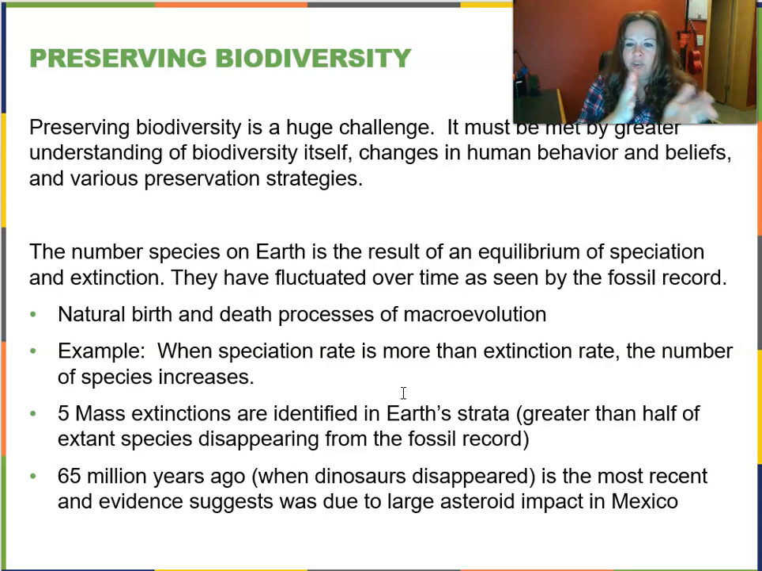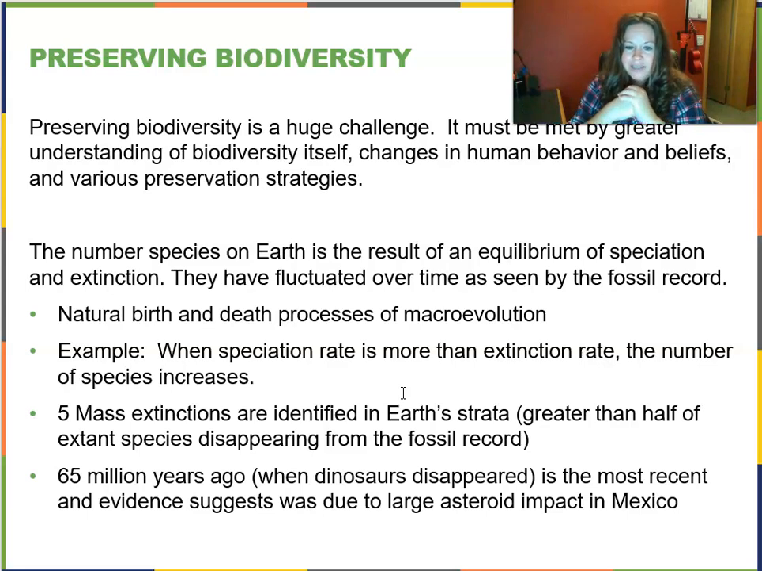extinction, and they have fluctuated over time, as we've seen in the fossil record. So it's a natural birth and death process of macroevolution. For example, when the speciation rate is more than the extinction rate, the number of species increases. As we can see with the fossil record and Earth strata, there have been about 5 major mass extinctions in Earth's history. This is when greater than half of the extant or existing species disappear from the fossil record. So they're there in the fossil record, then all of a sudden, no more.